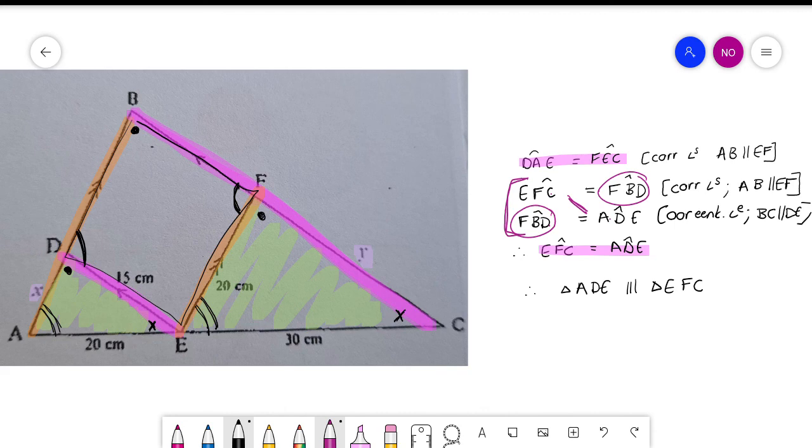Because I told you guys last week, if you have proven 2 sets of angles equal to one another, then it means that the third one has to be equal. Okay, and my reason will be angle, angle, angle. Now we're halfway there.